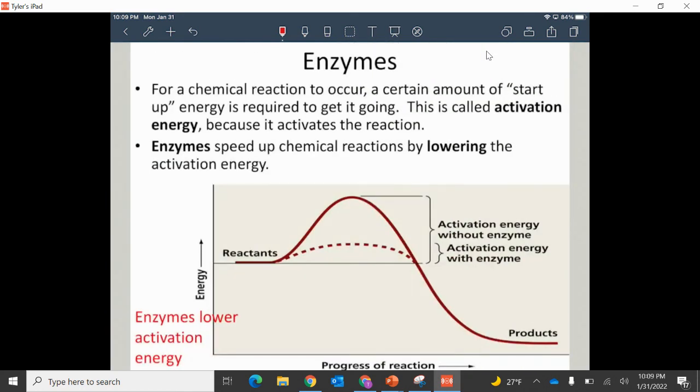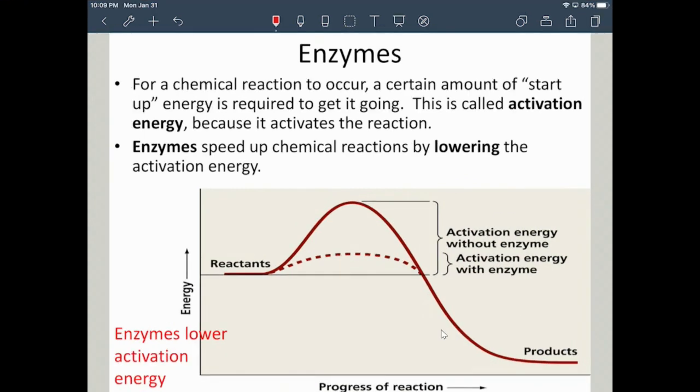I want to save our conversation for enzymes until Thursday. And so you can be working on your assignment. I'm going to talk about enzymes on Thursday and we'll go from there. But I think that's enough. I want to really devote some time to enzymes. And so that's where we'll stop today, if we can.